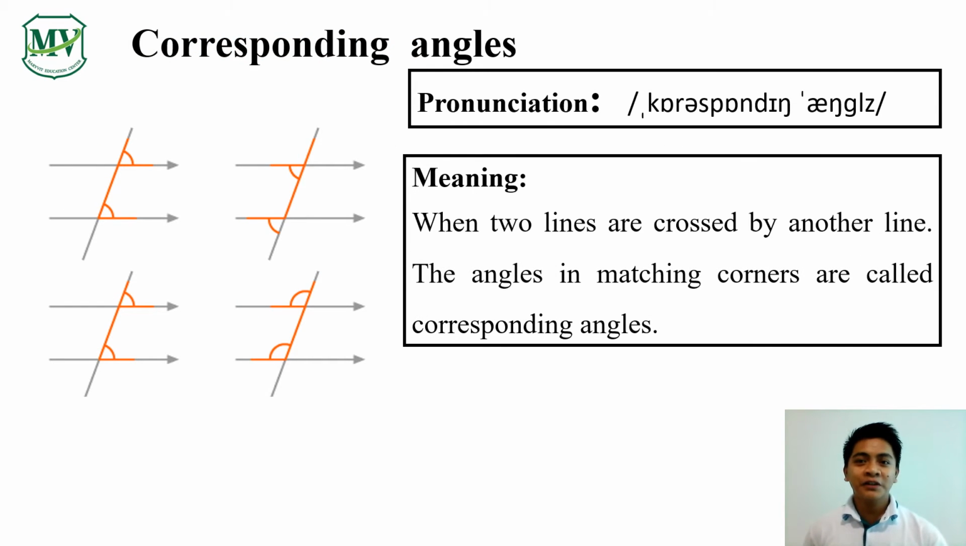Please say the word with me. Corresponding angles. Very good. Can you read the meaning with me? When two lines are crossed by another line, the angles in matching corners are called corresponding angles. Amazing! Now, it's time to apply this concept. Ready?